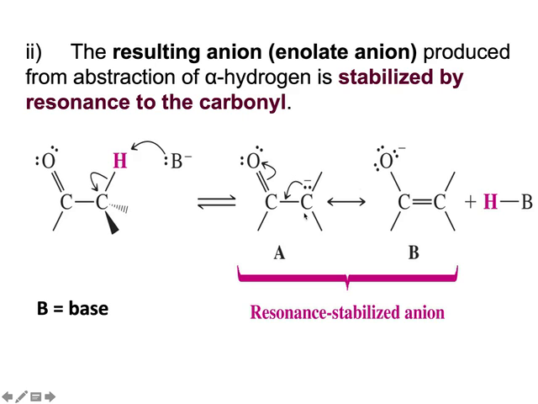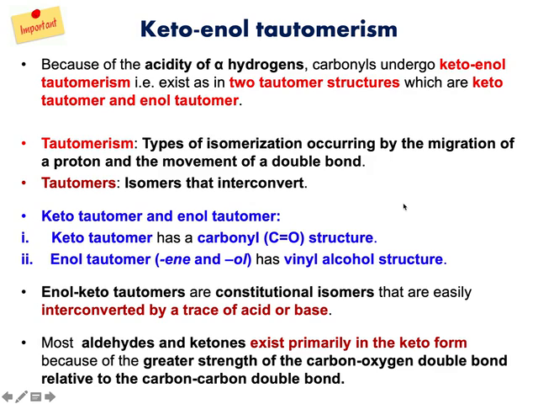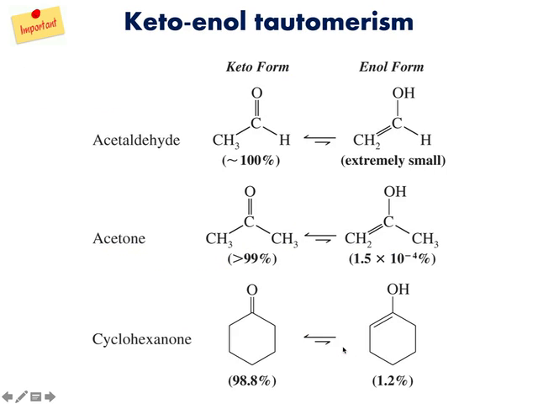If you can see here, movement of double bond. Tautomers are isomers that interconvert. So this is the keyword for the keto tautomer and enol tautomer. Keto tautomer has a carbonyl C double bond O structure, but enol tautomer has a vinyl alcohol structure. Okay, please start here. Keto tautomer, carbonyl C double bond O. Enol tautomer means an alcohol structure. So this is keto-enol tautomerism.